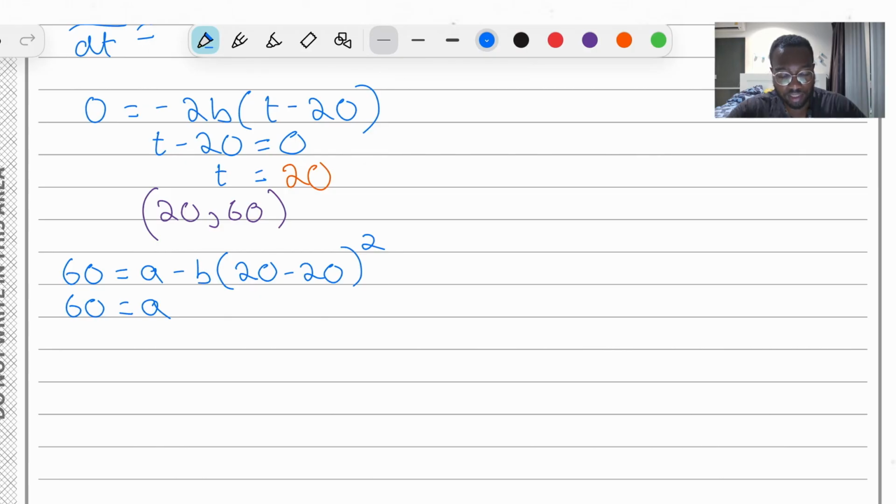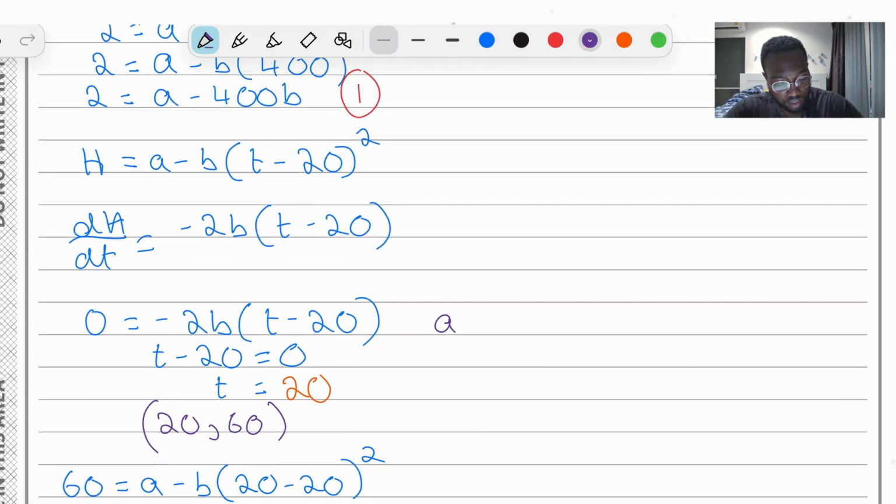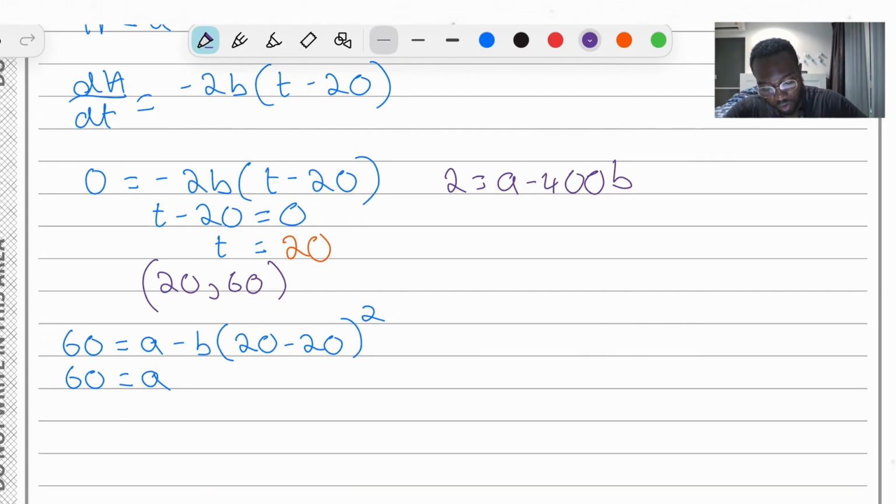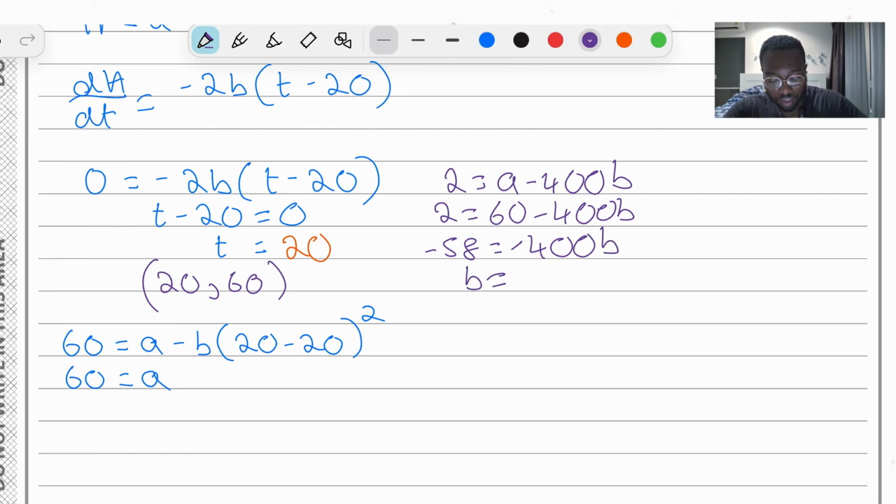Now we need to look at what B is, and then we can use whichever one we want. So let's use what we worked out earlier. We know that 2 is equal to A minus 400B. Therefore, 2 is equal to 60 minus 400B. So minus 58 is equal to minus 400B. And if you work that out, you get B as 0.145. And therefore, we've worked out our two values: A is 60, B is 0.145.